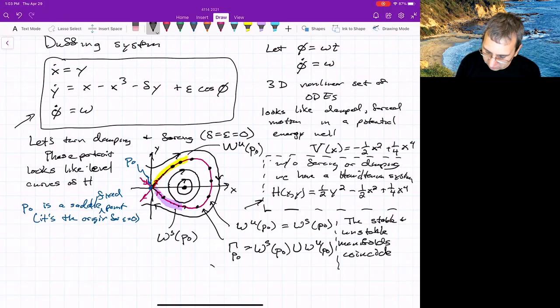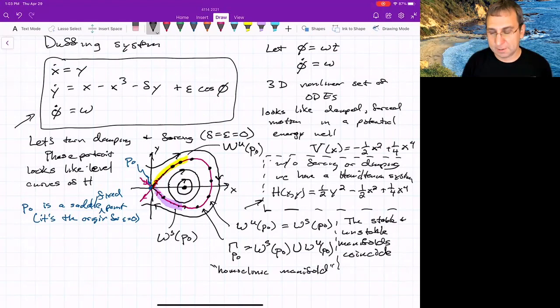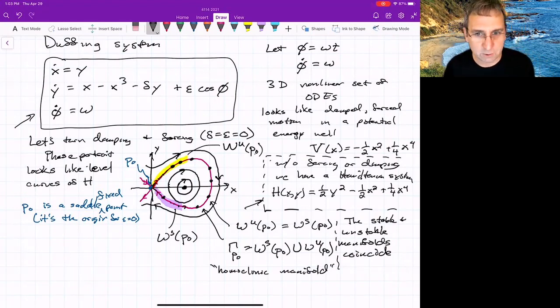This thing is called the homoclinic manifold. Any initial condition on it, we'll just sort of follow it to its end, forward and backward. They go back to the saddle point. So that's why it's homoclinic: it starts and ends asymptotically approaching a certain object, in this case, that saddle fixed point.